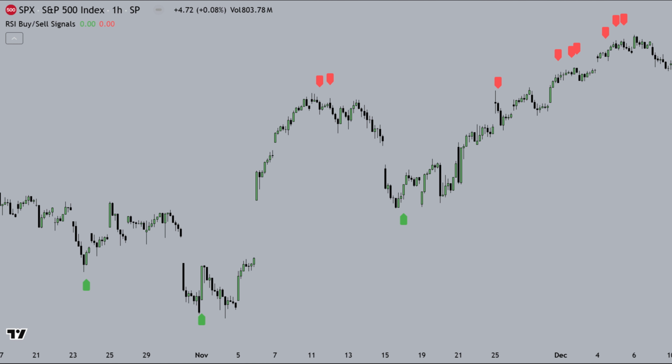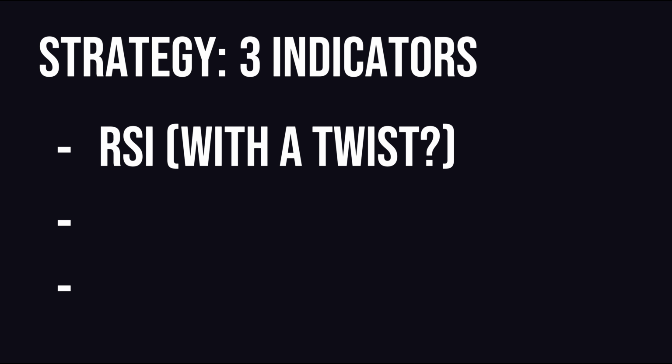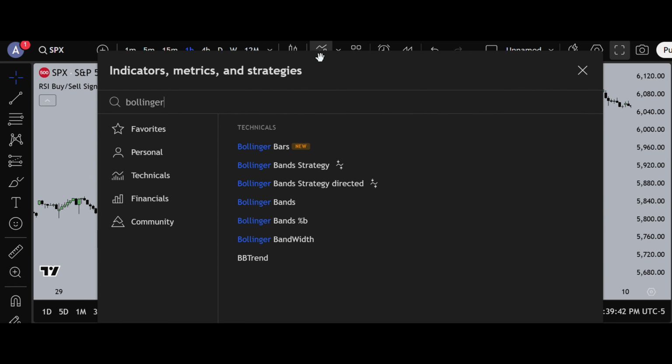If you look at the chart, it works most of the time, but sometimes it gives us false signals that would actually lose. And we don't want that. So what we want to do is add another indicator to cross-reference with the one we already have. The next one we will add is called Bollinger Bands, which you can add straight to your chart.